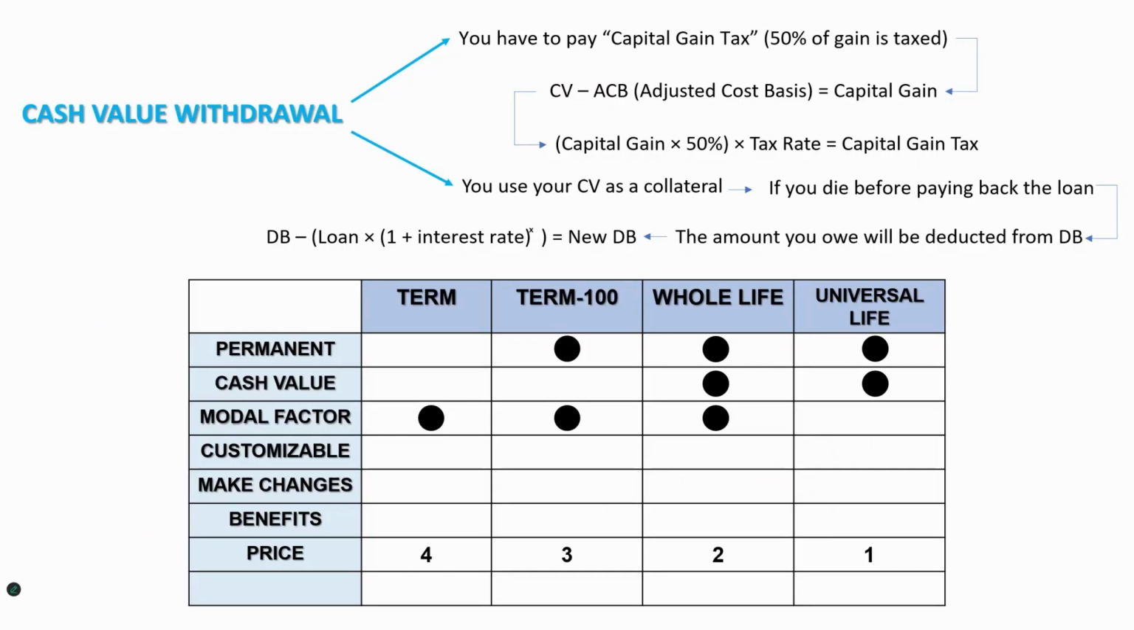Which ones are customizable? It's a universal life. Which ones can you make changes down the road? Again, it's a universal life. Which ones will give you additional benefits? Obviously, it's universal life, whole life, but there are some other benefits we're going to talk about that we can also add to term 100 and term insurance. In terms of price, a universal life is more expensive than a whole life, and it's more expensive than a T100 and a term insurance. And again, a convertible policy is more expensive than all of these. So keep that in mind.